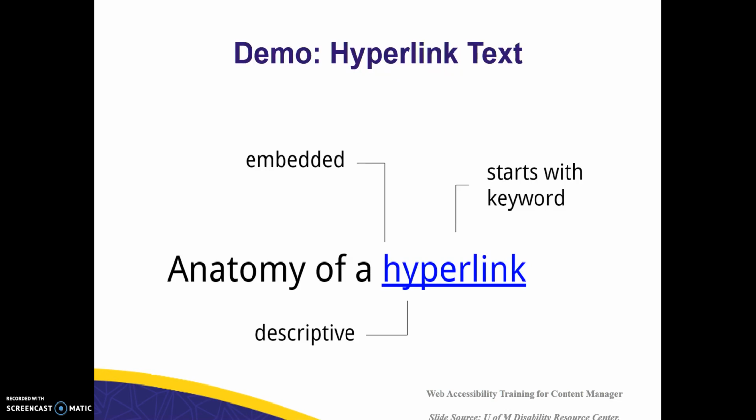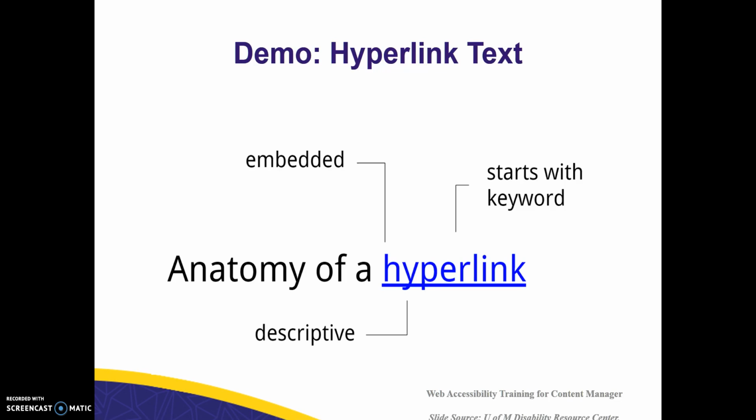Now we're going to move on to hyperlink tags. You can improve both the usability and accessibility of hyperlinks by embedding them in the tags and making them clear and meaningful out of context.